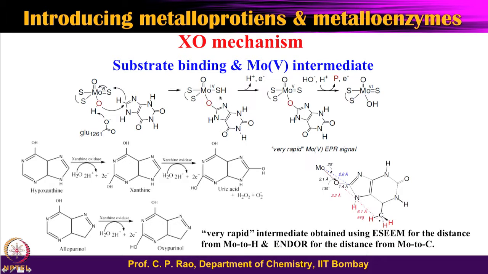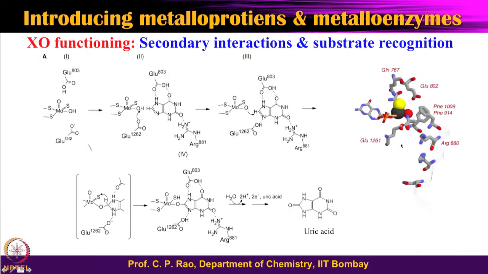This binding thing has been determined by using ENDOR experiment, electron nuclear double resonance spectroscopy, because it has the electron and there is a proton nuclei, you look for a coupling. From that you can get the distances. So, from the molybdenum to this carbon you can get the distance. So, therefore, you can fix how far it is. From that you can get whether it is bound at the molybdenum center, if so through what, etc., can be obtained. So, you can take it as granted.